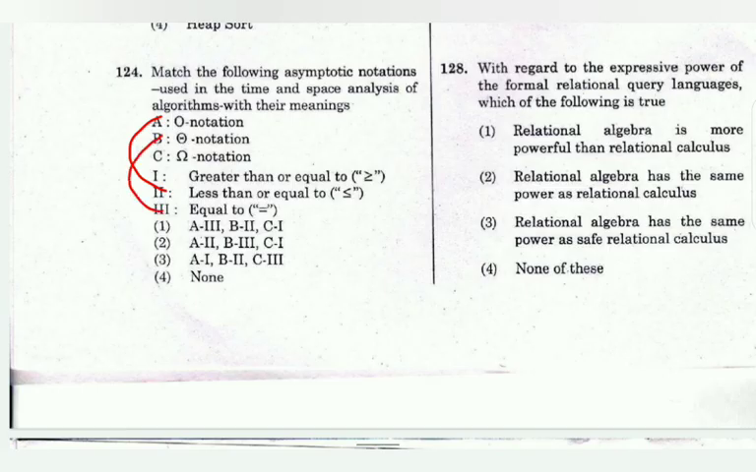Next, omega notation. Big omega notation describes the lower bound of an algorithm's running time. It represents the best case scenario. For example, omega of 1 means the algorithm's running time is constant regardless of the input size. So for this option C, option 1 is the correct answer. So if you check, A2, B1 and C3. So option 3 is the correct answer.